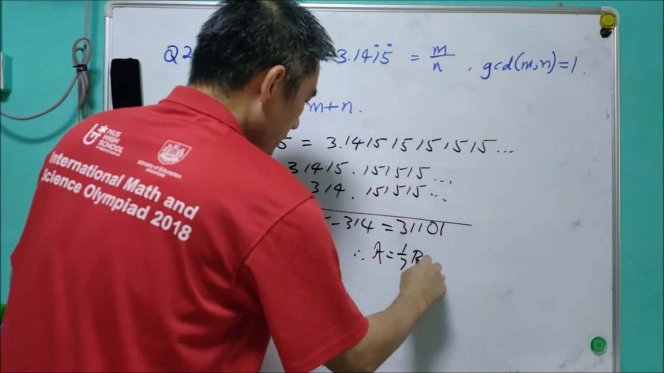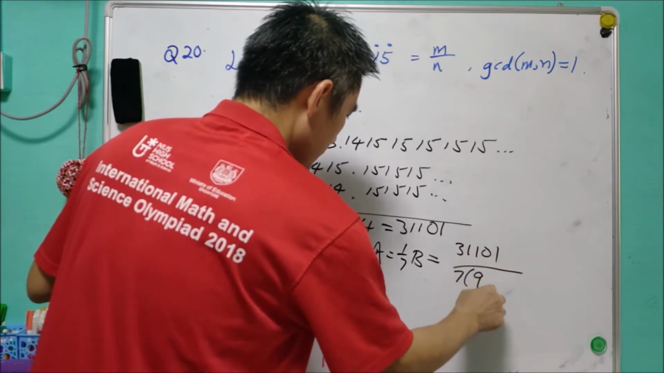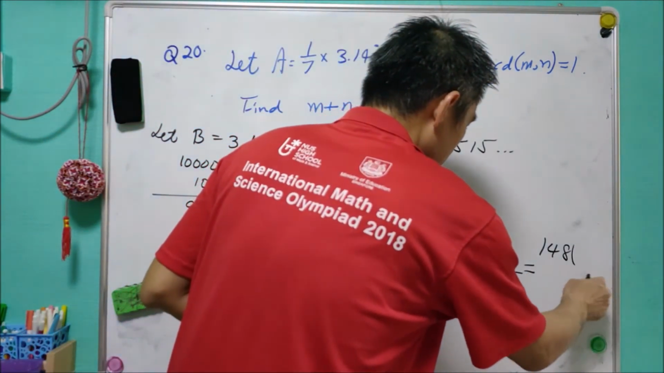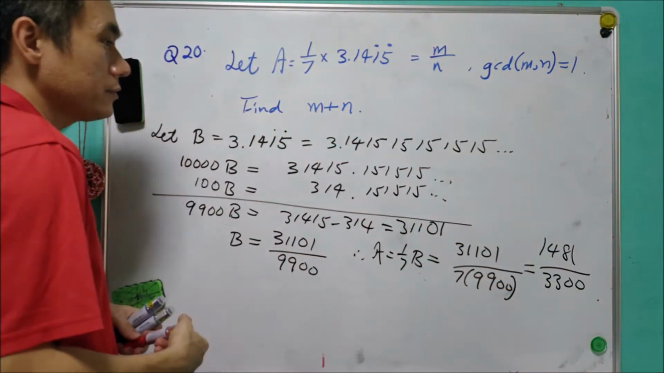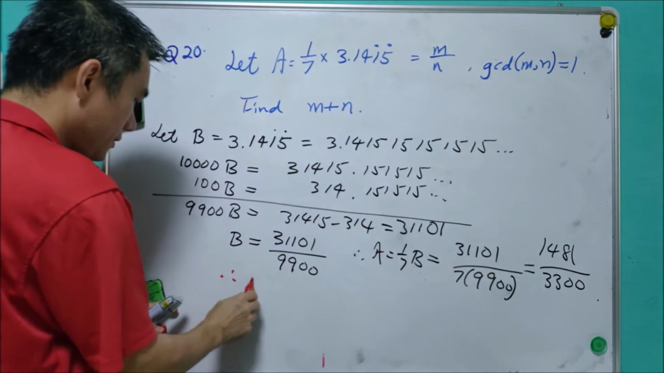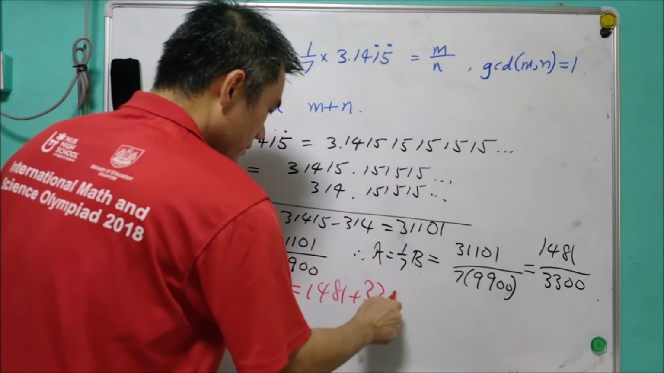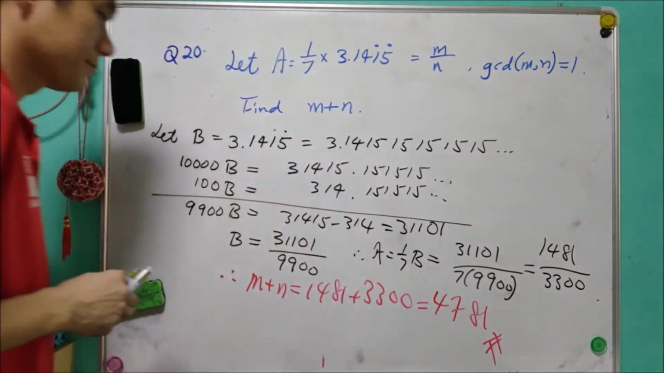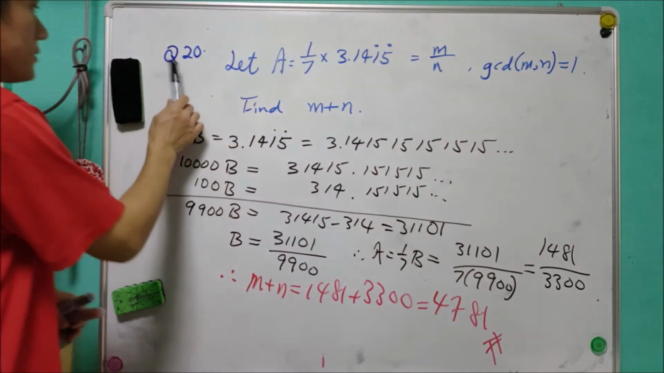And A is equal to 1 over 7 times b, so it is equal to 31101 over 69300. After some cancellation, it is equal to 1481 over 330. This means that m equals 1481 and n equals 330. Therefore, m plus n equals 1481 plus 330, and it is equal to 1811. 1811 is the answer for question 20.